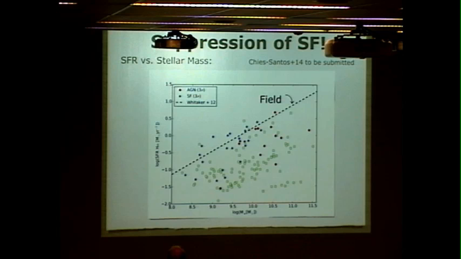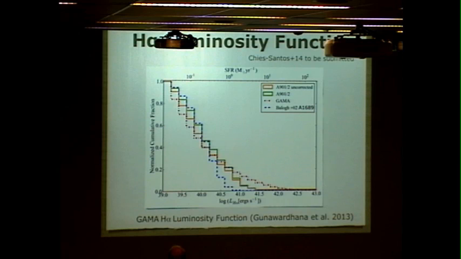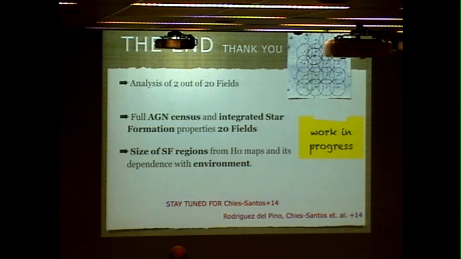And when we look at the star formation versus stellar mass plane, we compare with the Whitaker 2012 relation for this redshift, and we find a suppression of star formation. And we've also checked the H-alpha luminosity function, both uncorrected and corrected for completeness, and compared it both with the GAMA one at this redshift range and with the Balogh one for the relaxed cluster. And it's in between. So this is the end.